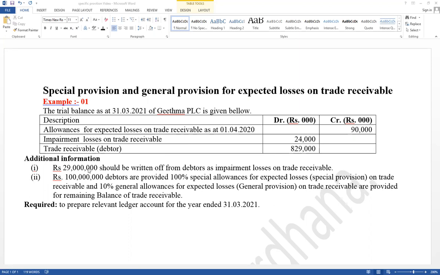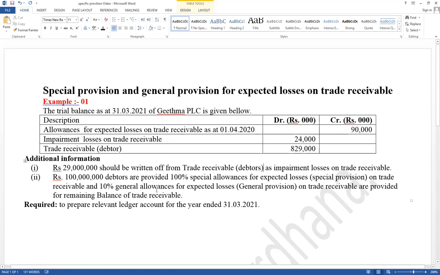Think values in 1000. Rupees 29,000 should be written off from debtors as impairment loss on trade receivable. Therefore, debtors equal trade receivable. It has given 29,000 should be written off from trade receivable as impairment loss on trade receivable. That is the first part.